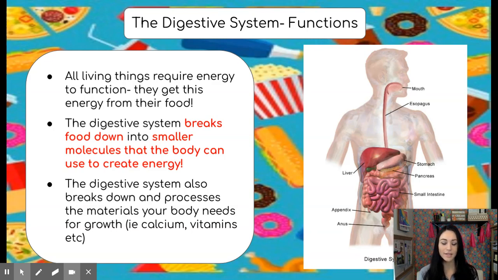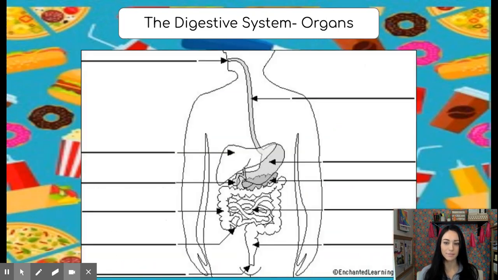In the human body, it is the job of the digestive system to take the large molecules in the food that we consume and break them down into those smaller molecules of sugar that the body can use to create energy. In addition to breaking down the food into the molecules needed to create energy, the digestive system also breaks down and processes the material in your food for other needed materials for growth and other processes, like vitamins and minerals such as calcium. Now that we know the functions of the digestive system, let's look at the multiple organs that come together to create the digestive system.